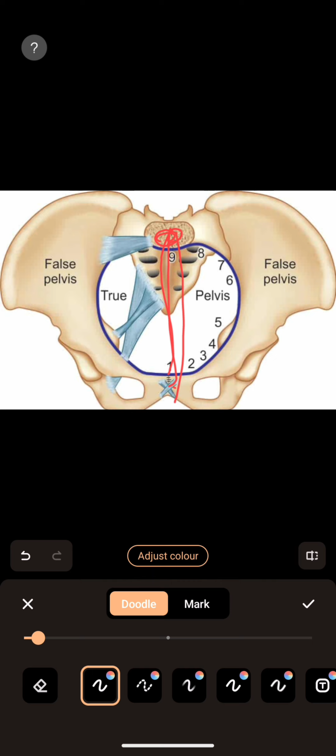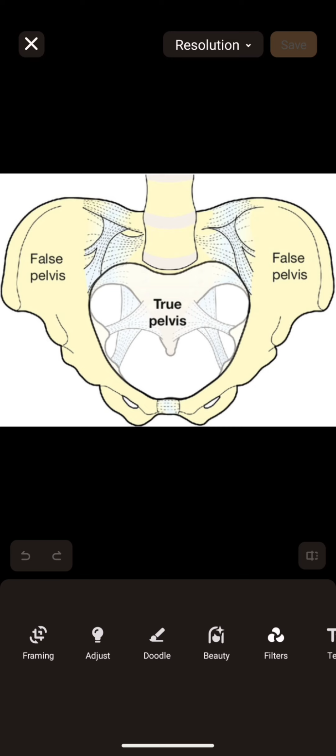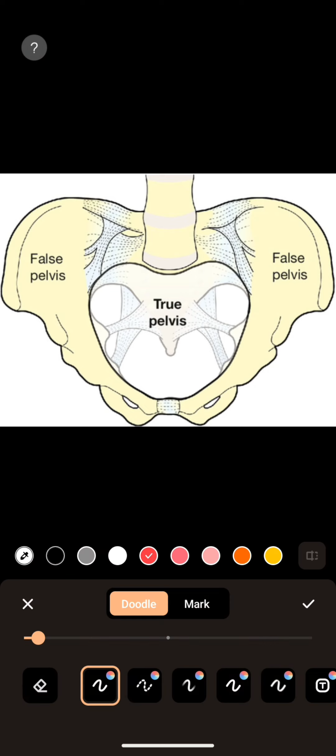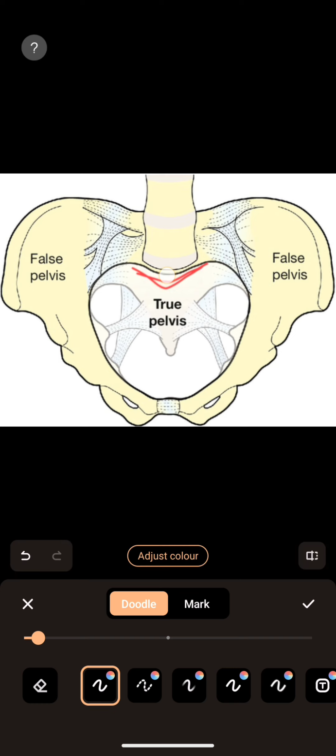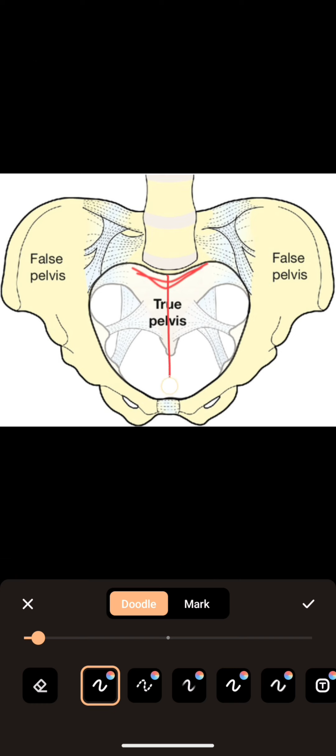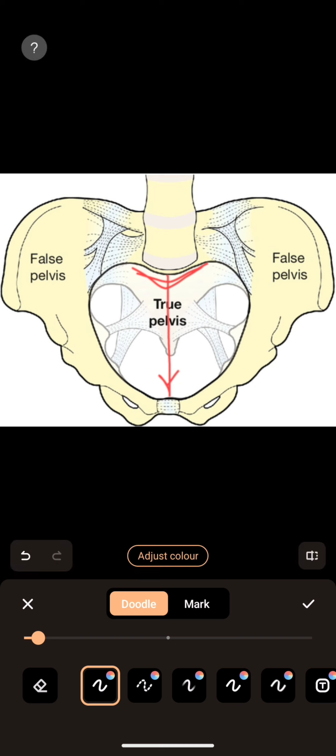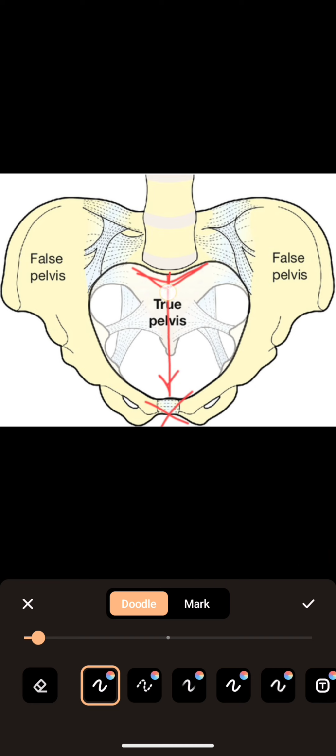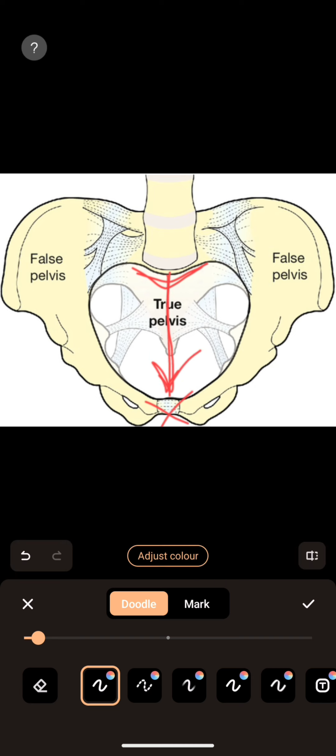So these are the three types of diameter in anterior posterior diameter. Now we are going to study about the pelvic cavity. The pelvic cavity extends from the brim superiorly to the outlet inferiorly, to the outlet, not the symphysis pubis, to the outlet inferiorly.